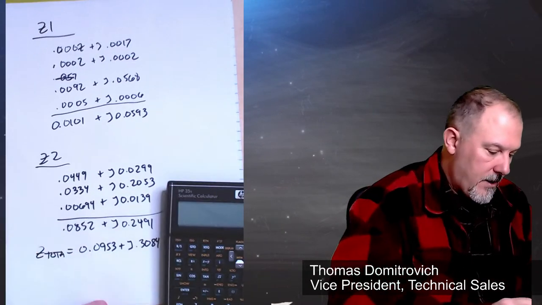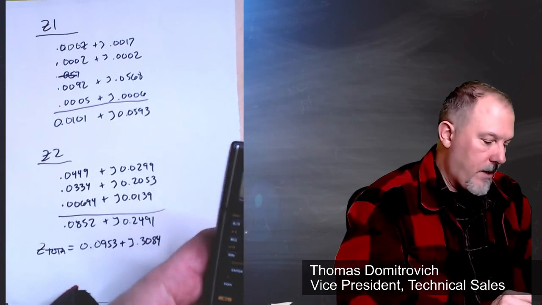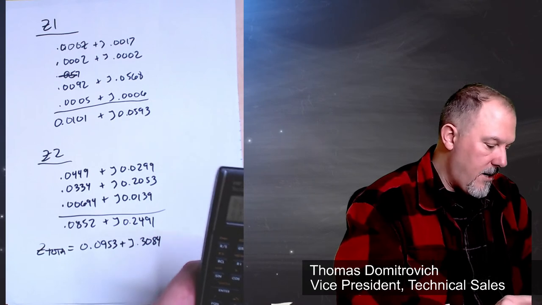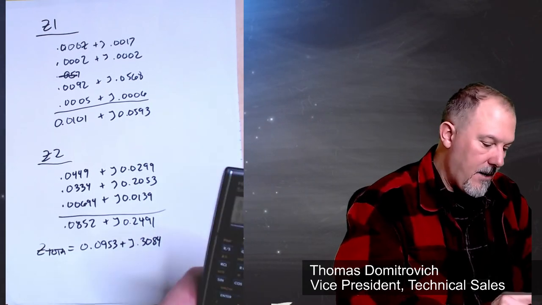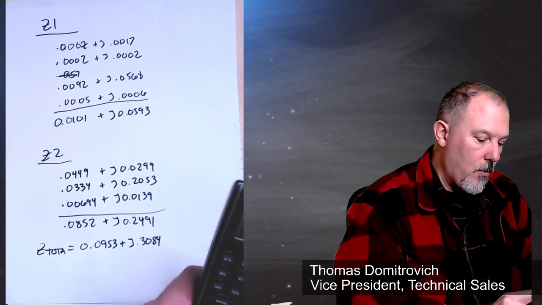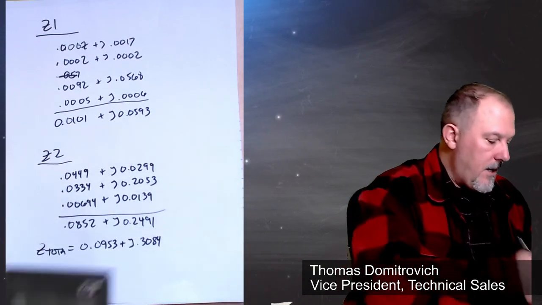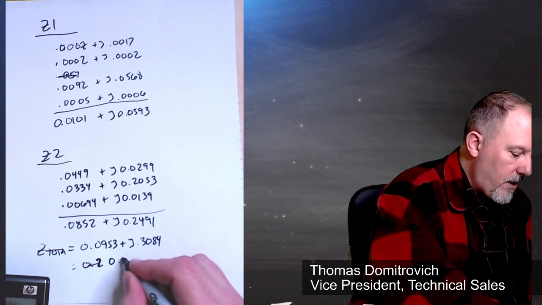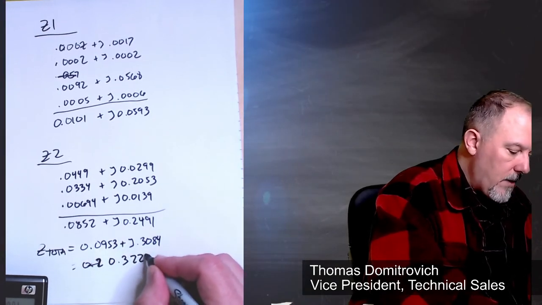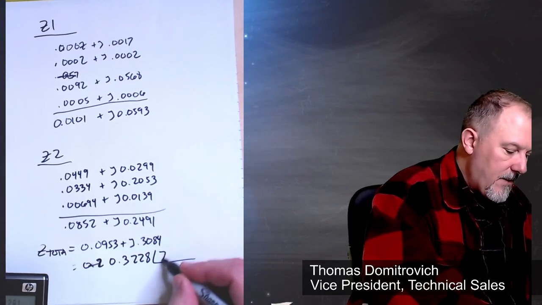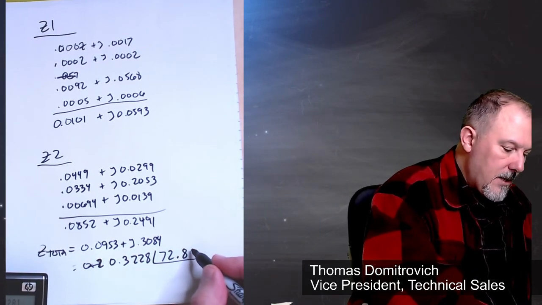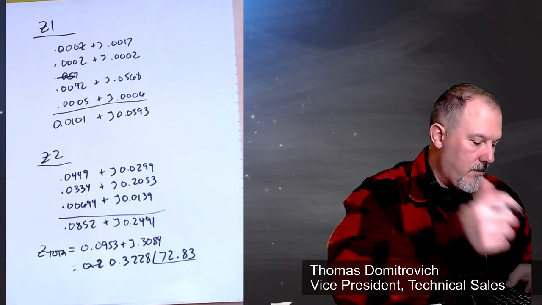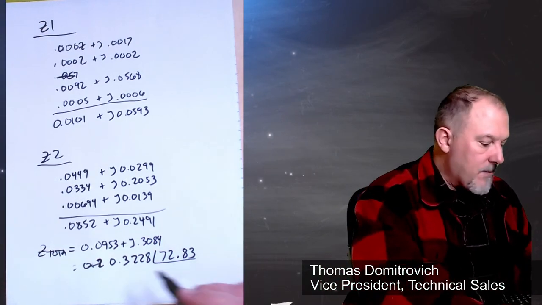In rectangular format, I'm just going to do it real quick. 0.0953 plus j 0.3084. And that is 0.3228 at an angle of 72.83. I just used the polar coordinates on my calculator. So that's my Z total.